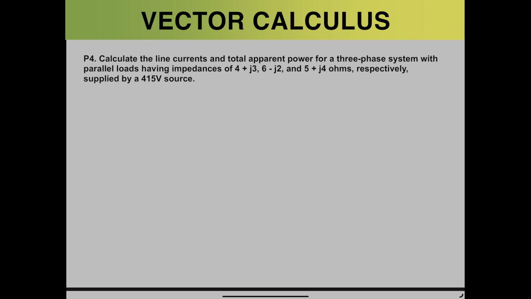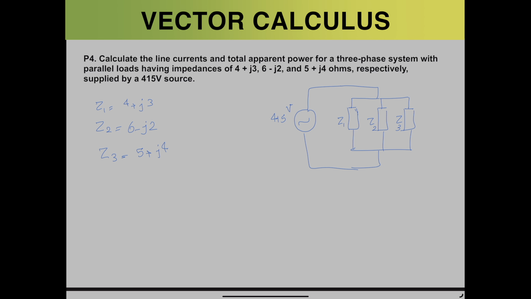So essentially, we have three parallel loads that are supplied by the same power source of 415 volts, and we know the impedances of each one of them. Z1, Z2, and Z3 are as follows. So Z1 is 4 plus J3, Z2 is 6 minus J2, and Z3 is 5 plus J4.